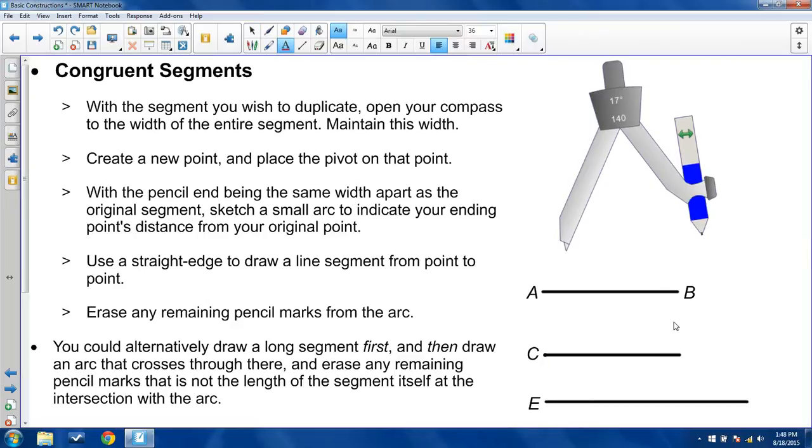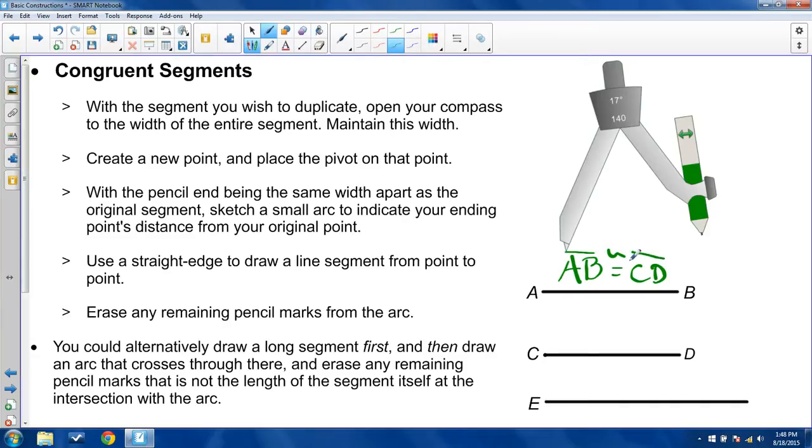I have made, let's go and write in another letter, I have made a new segment called CD. There's my other point. And it should be the same length as AB. So the statement I could write alongside that is segment AB is congruent to segment CD. And that was the point, to make congruent segments.